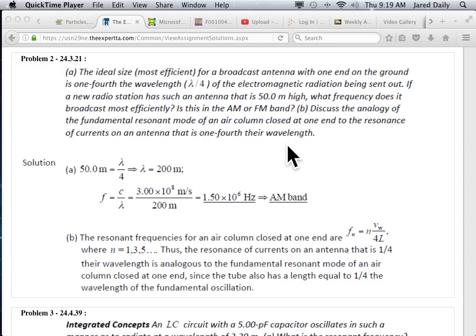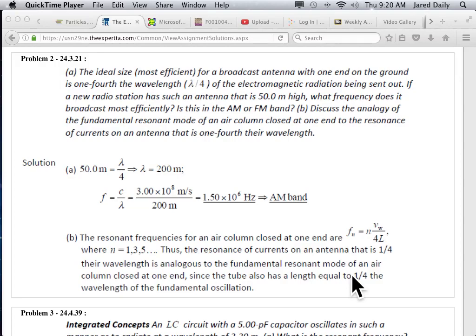In this particular one, we want to know for an air column that's closed at one end, you had this equation where the harmonic frequencies were equal to n times the velocity of the wave over 4 times the length of the tube, but only for n equals 1, 3, 5, 7, 9, and so on. The reason that's analogous is because one end of the antenna is tied to the circuit, the other end is open, just up there in the air.